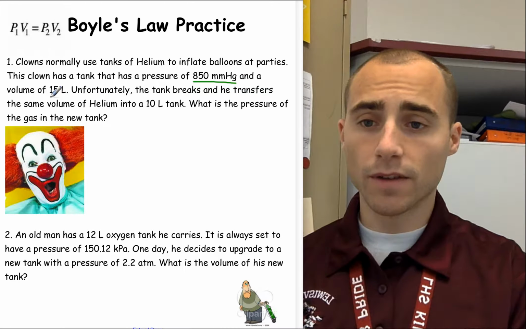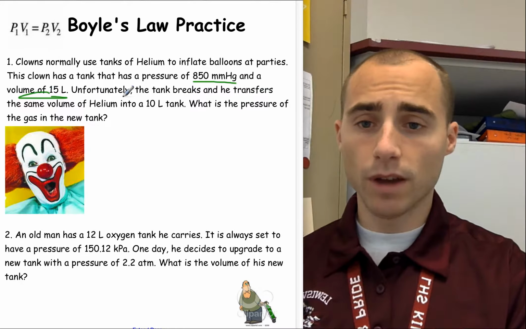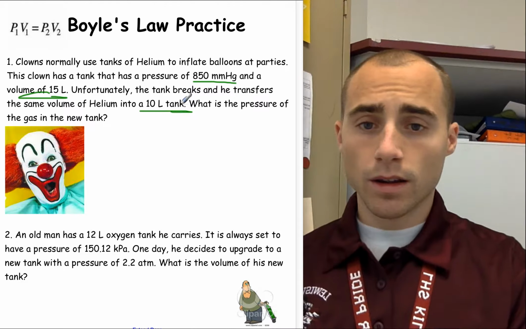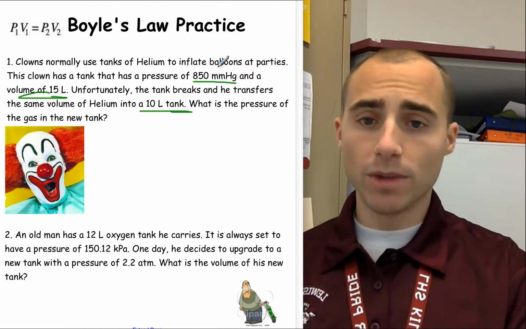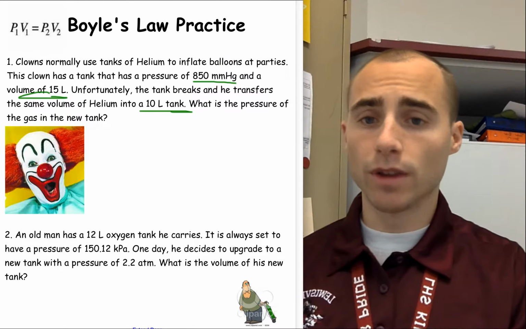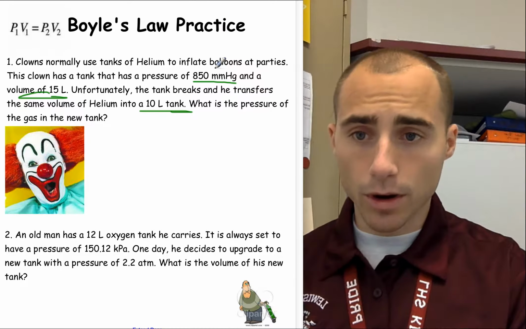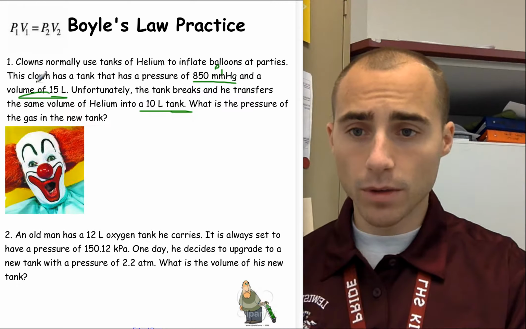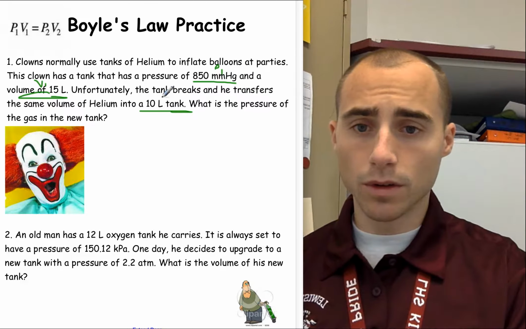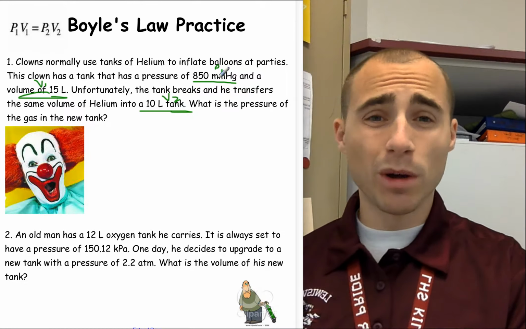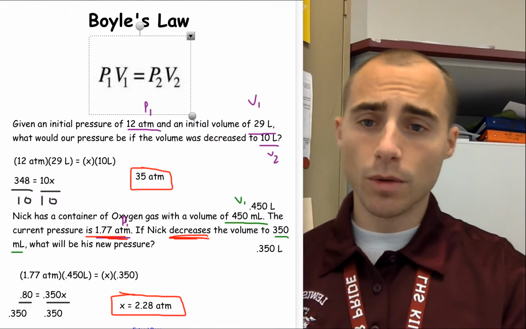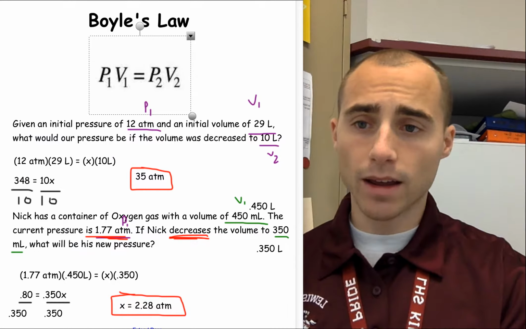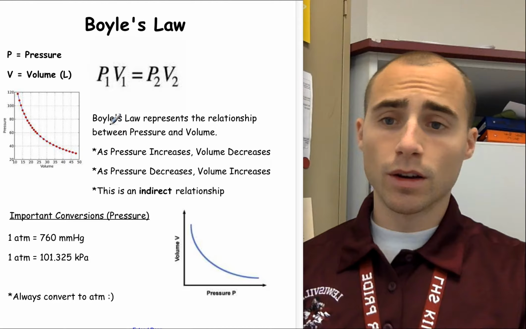So first, let's identify everything we've got going on here. We have 850 millimeters of mercury. That is going to be our pressure one, our P1. And then we have V1, a volume of 15 liters. And then our V2 is a volume of 10 liters right there. So first thing we'll do: do we want millimeters of mercury? No, we want ATM. So we have to go back and convert right here.